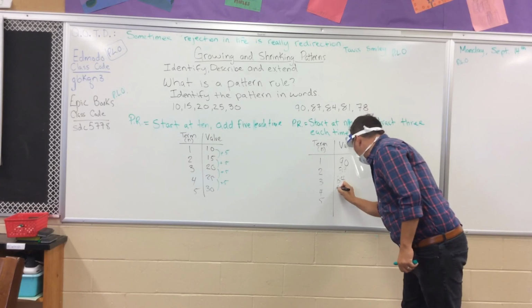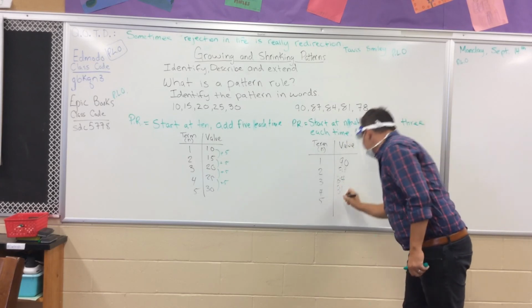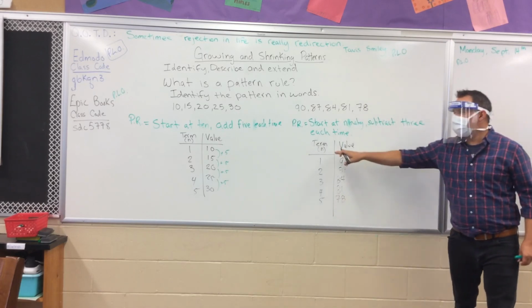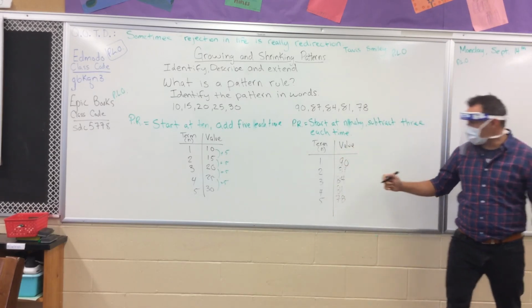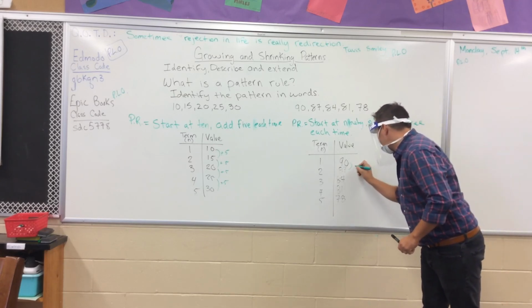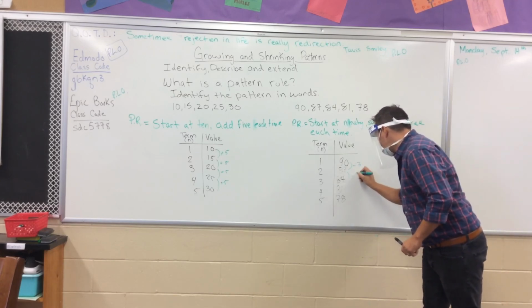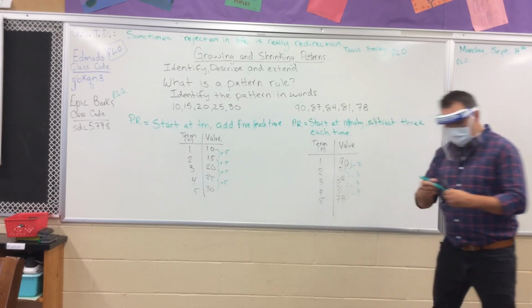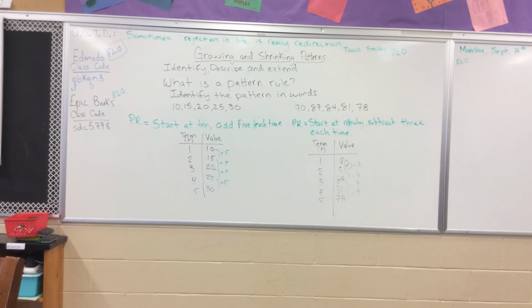Then we have 81 and 78. So these are our terms and our values. Same thing. We can look and see what's the difference. Well, here it's minus 3, minus 3, minus 3, minus 3. Now these are all fairly simple, right? Not too hard.